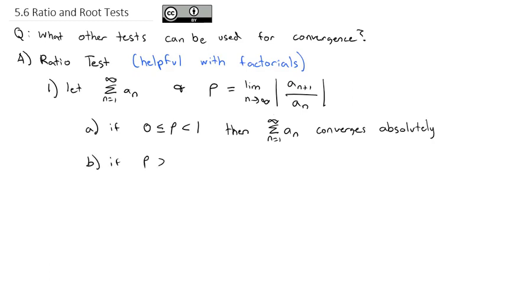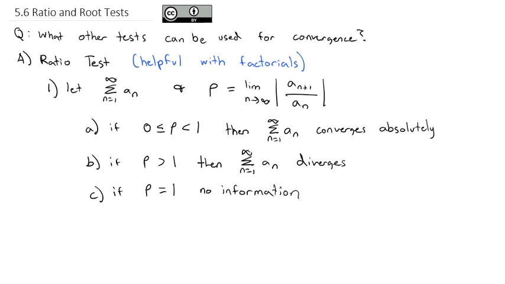If rho ends up being bigger than 1, then the series as n goes from 1 to infinity diverges. This is because if we're dividing and the next term is bigger, dividing will result in a bigger number than 1. However, there's a problem that comes out of this test, and that is if rho equals 1, we get no information. It doesn't happen often, but that's kind of the worst case scenario. If rho ends up equaling 1, we need another test.